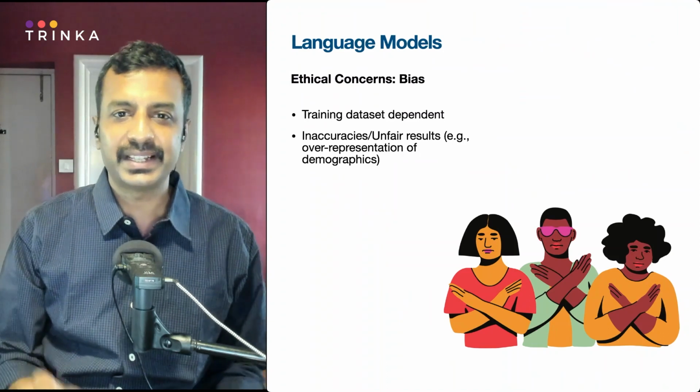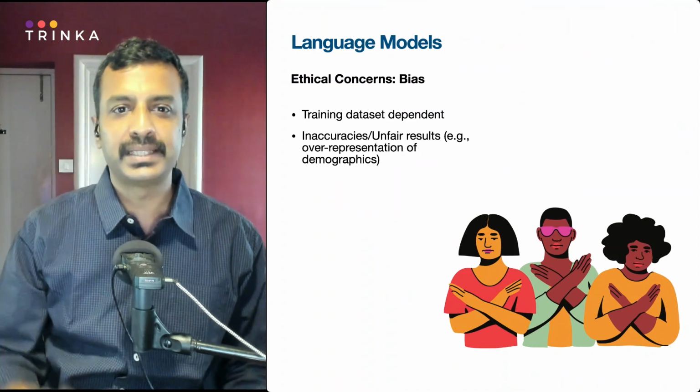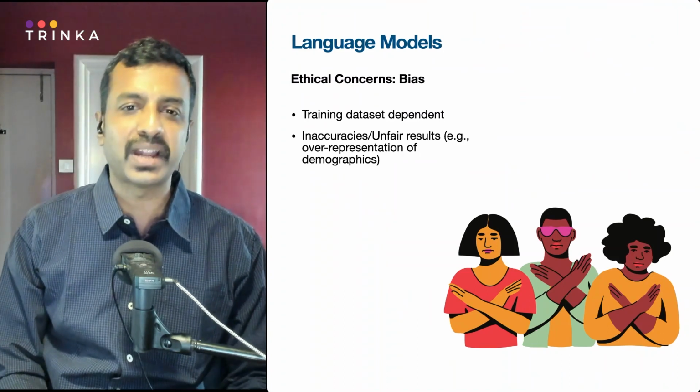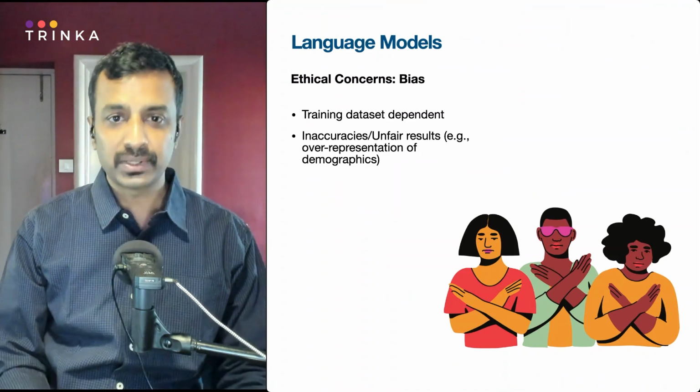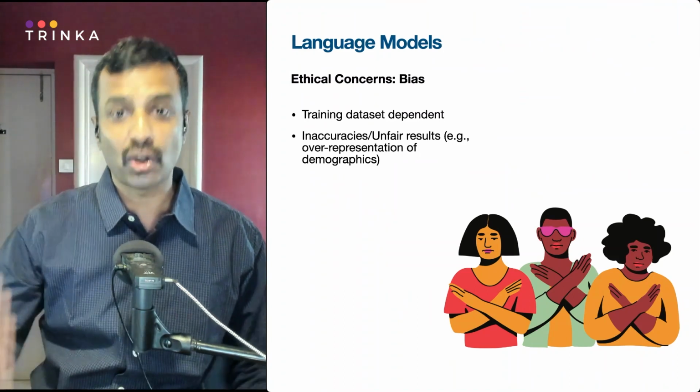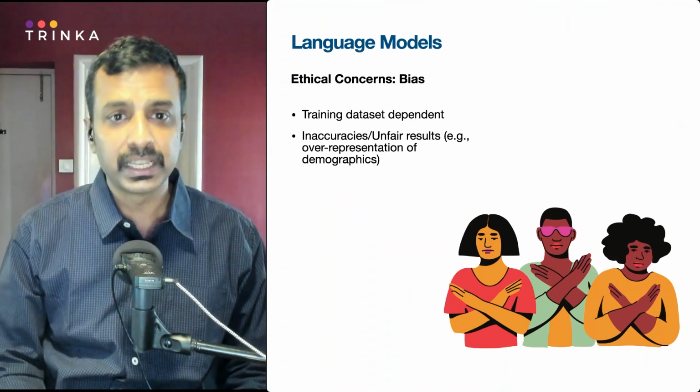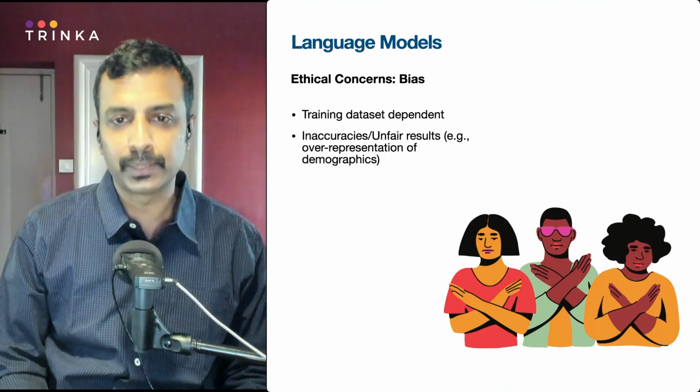If the data used to train a language model is biased, the model itself will be biased, leading to inaccurate or unfair results. For example, language models trained on datasets that overrepresent or underrepresent certain demographics may be more likely to generate biased or discriminatory results.